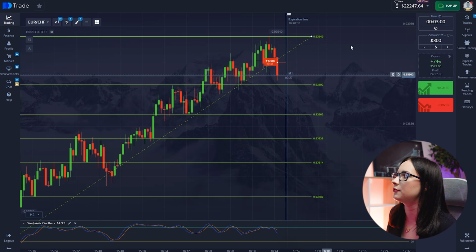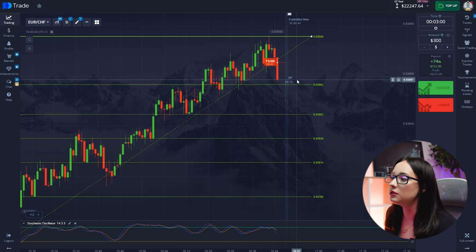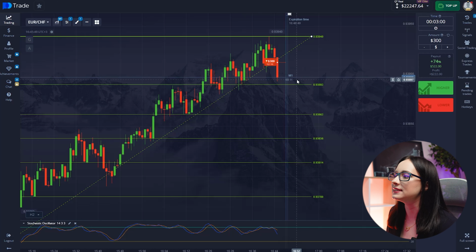So I open it for $300 for 3 minutes. Expiration time is shown here, time frame here. It's the time at which candlesticks update itself. And now all we need to do is, of course, analyze a trend and wait for this deal to succeed.